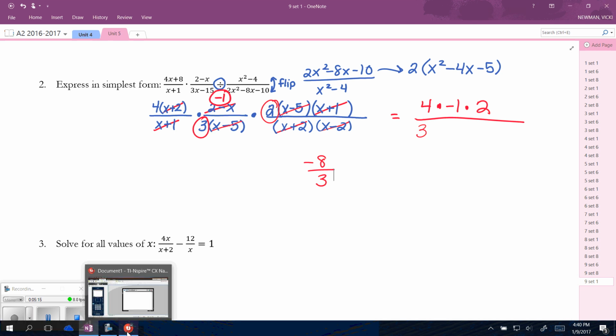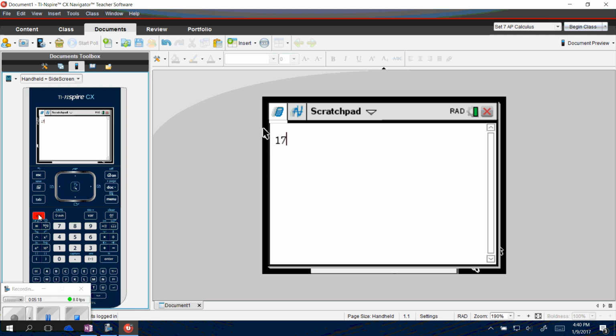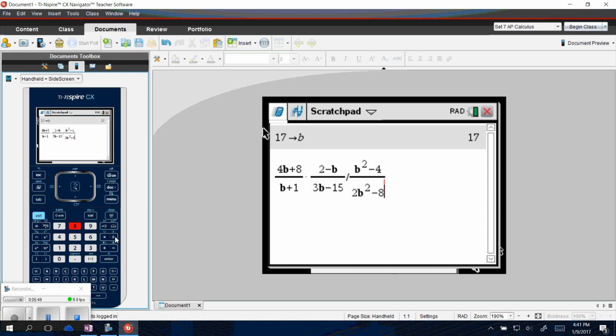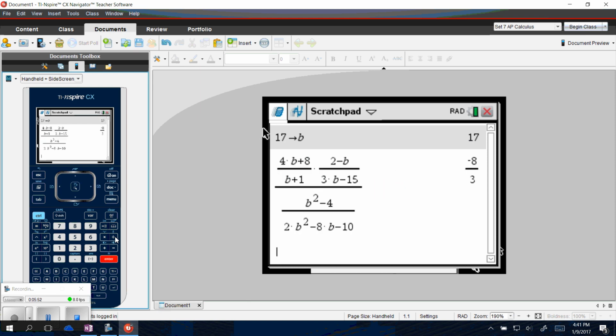I'm going to store 17 for, I'm going to use b this time. It doesn't really matter. And I'm going to type in the original expression. So 4b plus 8 over b plus 1 times, control divide, 2 minus b over 3b minus 15 divided by, like I said, the original, b squared minus 4 over 2b squared minus 8b minus 10, press enter. I got negative 8/3, so I know I did a good job.